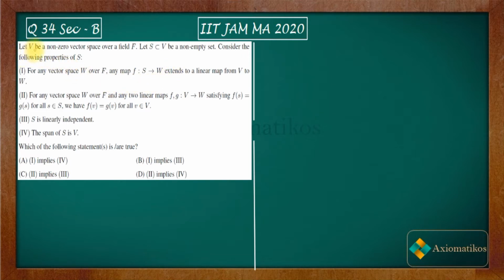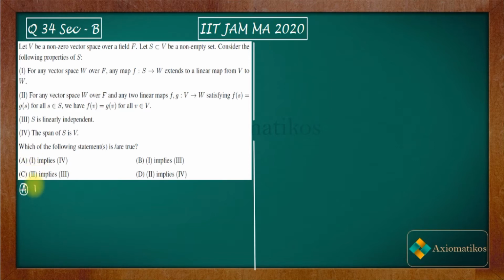Let V be a non-zero vector space over a field F. Let S be a non-empty subset of V. Consider the following properties of S. So we have 4 properties on S and we have to find out which one is implying which one. Alright. So I will not read these statements. I will read them while doing the questions. Alright. So let us begin with option A.